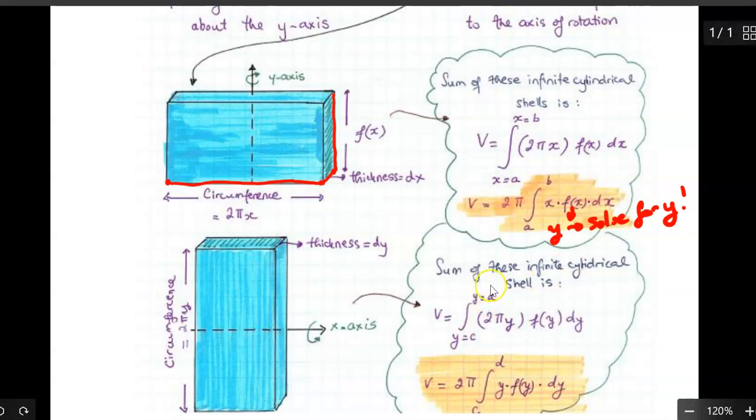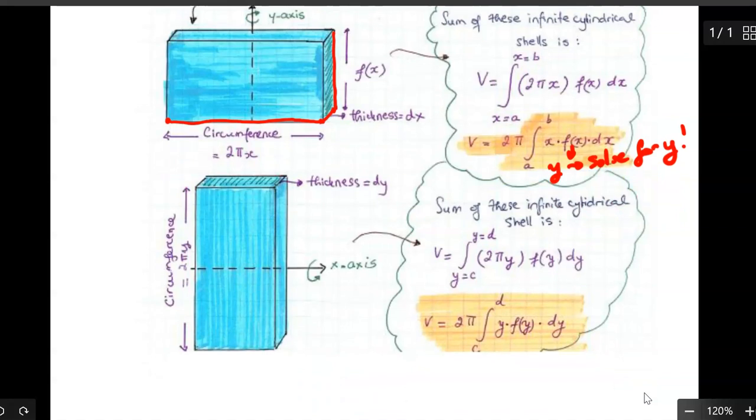Vice versa here, right? If I have a shape and I revolve it around the x-axis, then my thickness, which is the horizontal element, will be dy, and the circumference will be 2 pi times y, times dy, and this function now becomes f of y, the function with respect to y. Again, I bring the 2 pi across the integral sign, and the upper and lower limits have to be associated with the y-axis because we are working with dy in this case.